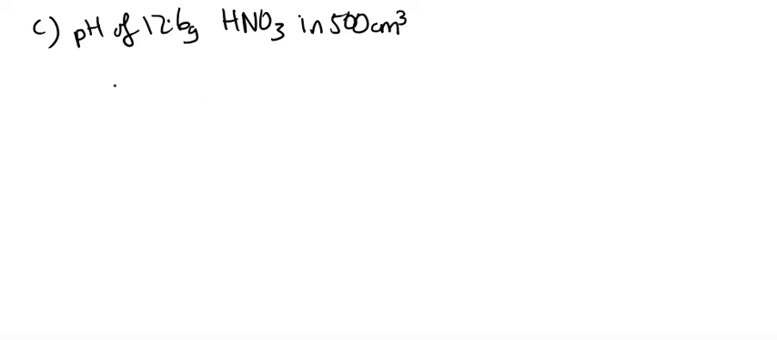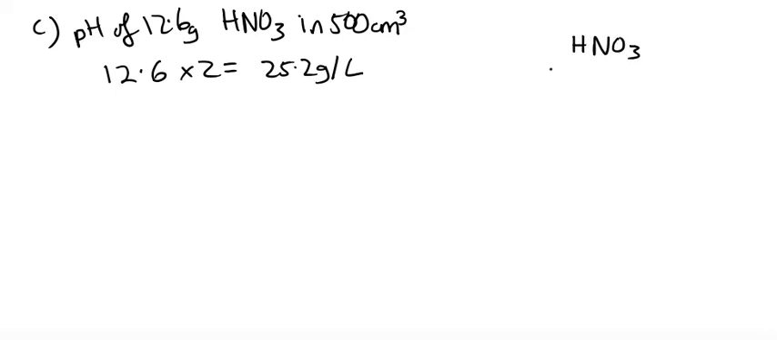We know that we need the concentration in moles per litre. At the moment we have it in grams per 500 centimetres cubed. So if there's 12.6 grams per 500 centimetres cubed, then we're going to have 12.6 multiplied by 2, which is 25.2 grams in 1 litre. And of course, grams are no good to us. We have to change those to moles. And for HNO3, if you look up the RMM of that, you'll find that it's 63.